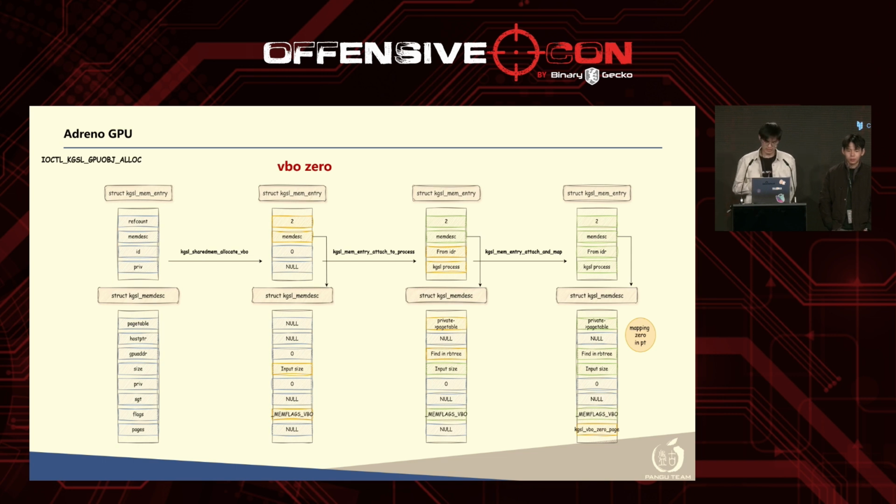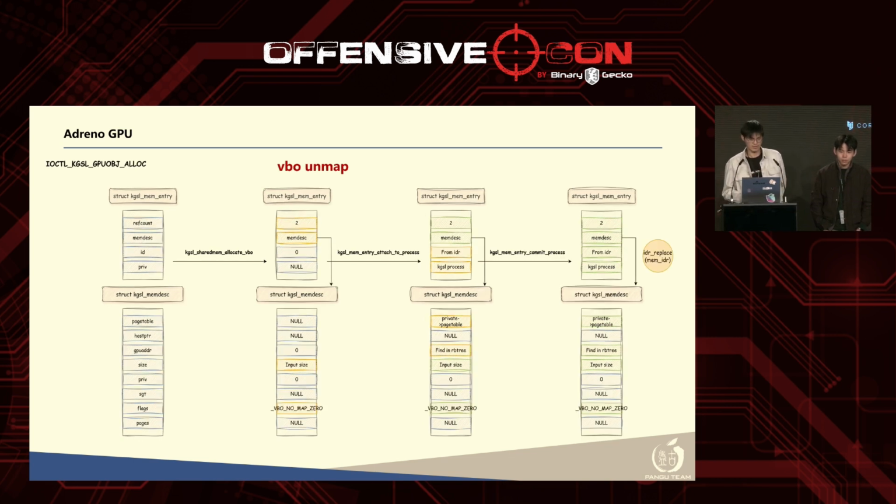And now this is the key area today, the VBO. In the VBO, it also has two methods to use it. The first, I think, is the zero page, because it can map the zero page first, and if you need some repair allocation memory, you need to use it afterwards. The next is the unmap: at first you don't need to map the zero page or anything, you only map in the GPU manager and do nothing.